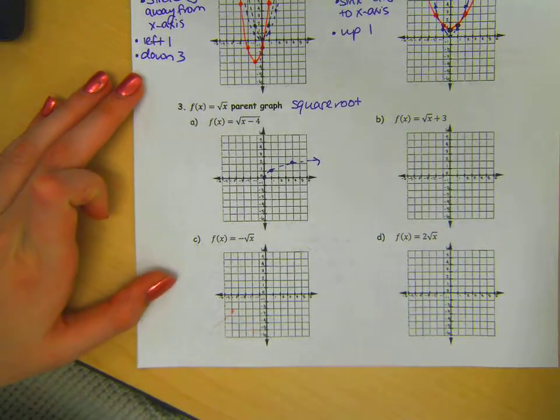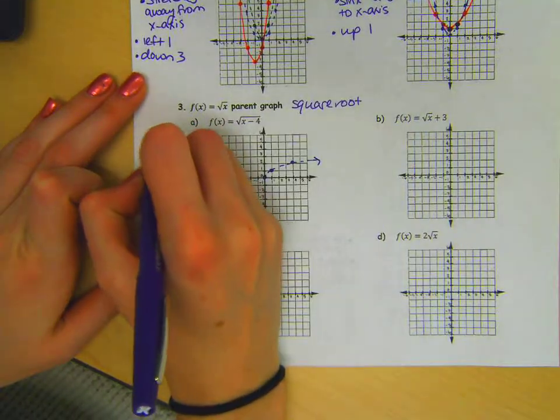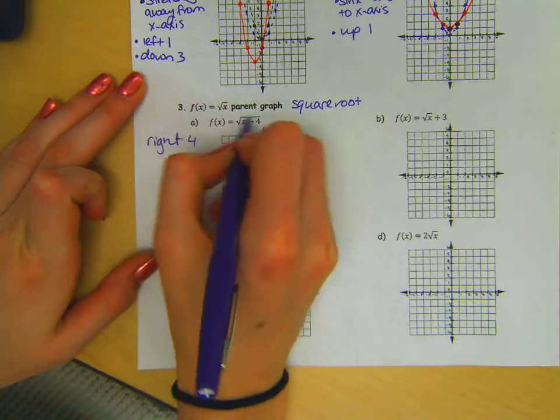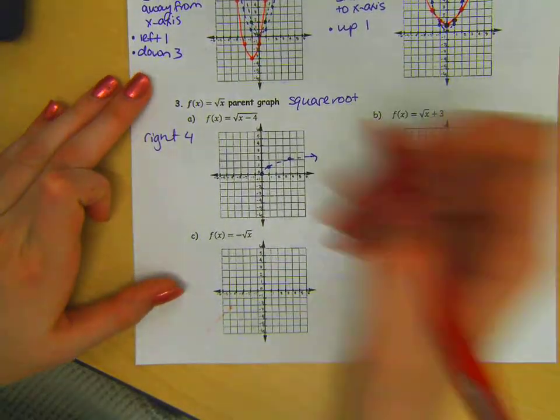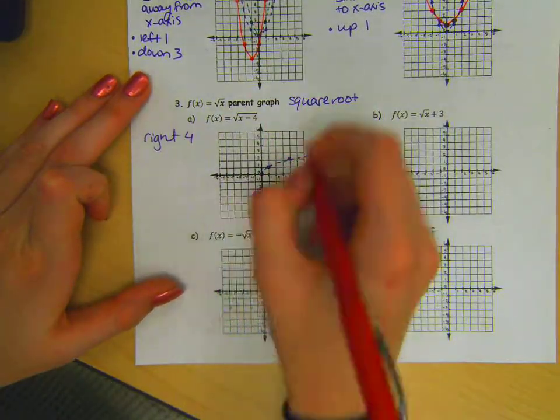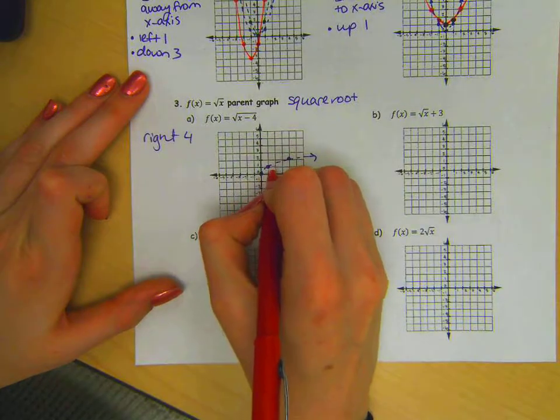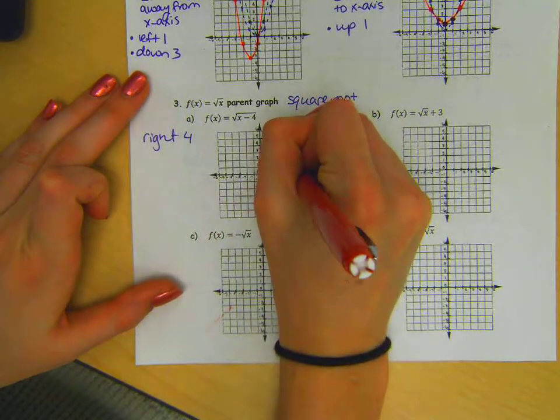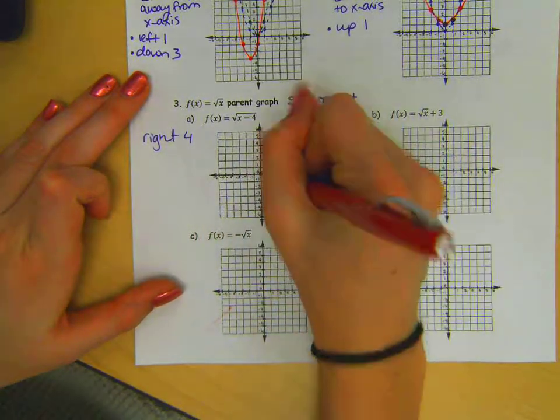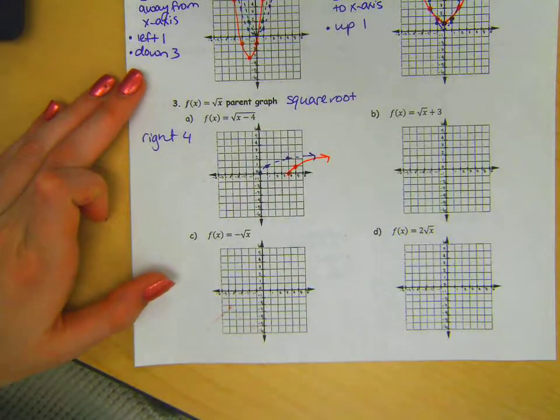From here, in words, I'm going to say, well, I'm moving to the right 4, minus 4 on the inside. So from this point, 1, 2, 3, 4. From this point, 1, 2, 3, 4. This point is off the graph. Well, I don't need it. I can just draw in that general shape of what it will look like.